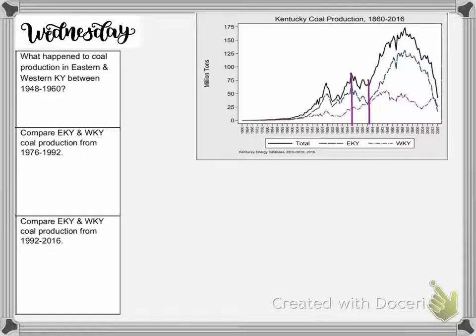So that's what I want you to write something about. You want to write something about eastern Kentucky decreased and western Kentucky increased. 1948, big difference. 1960, no difference at all.